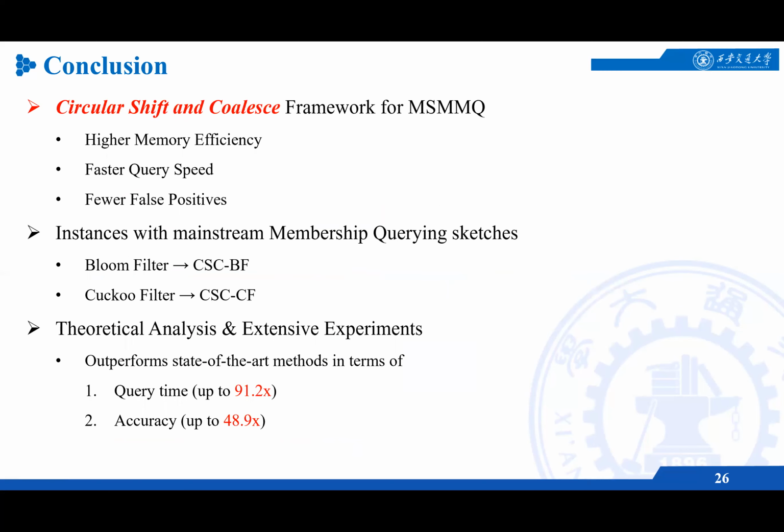As a summary, in this paper, we propose a CSC framework for multi-site multi-membership query. The proposed framework has higher memory efficiency, faster query speed, and fewer false positives. The CSC framework can be integrated with most mainstream membership querying sketches, such as the Bloom filter and the Cuckoo filter. We conduct theoretical analysis as well as extensive experiments, and experiment results show the superiority of our CSC framework.